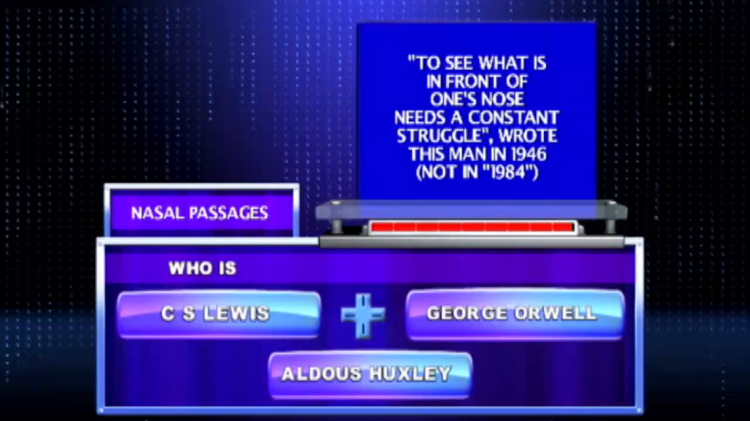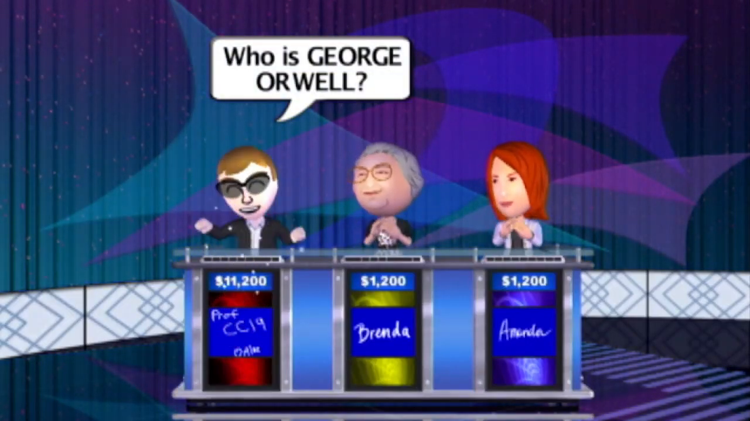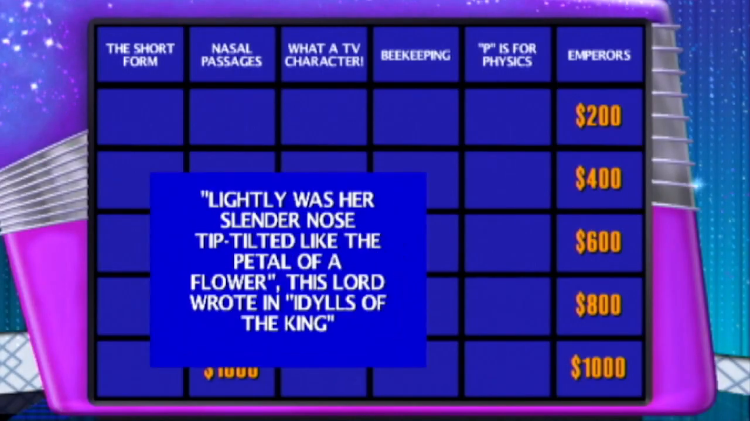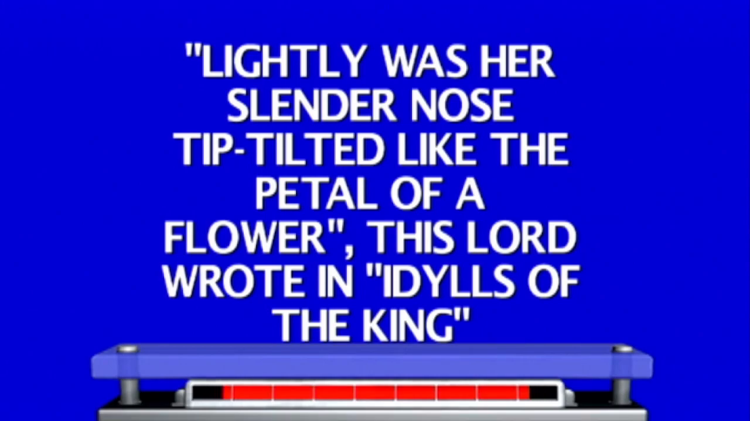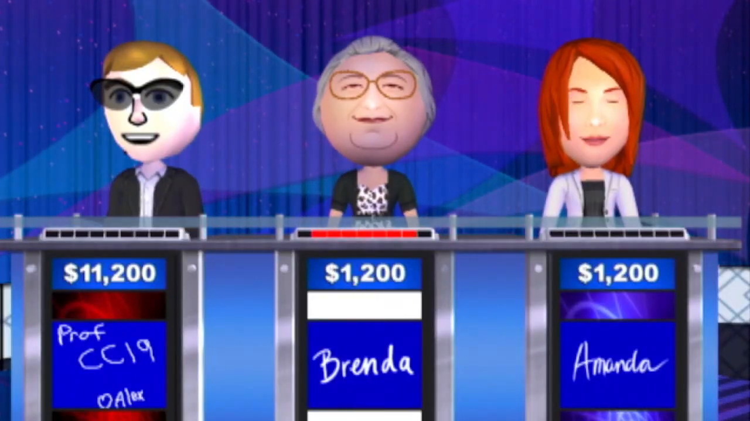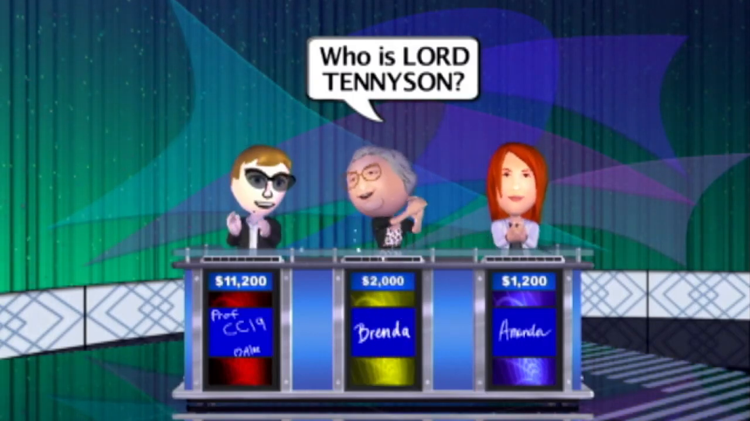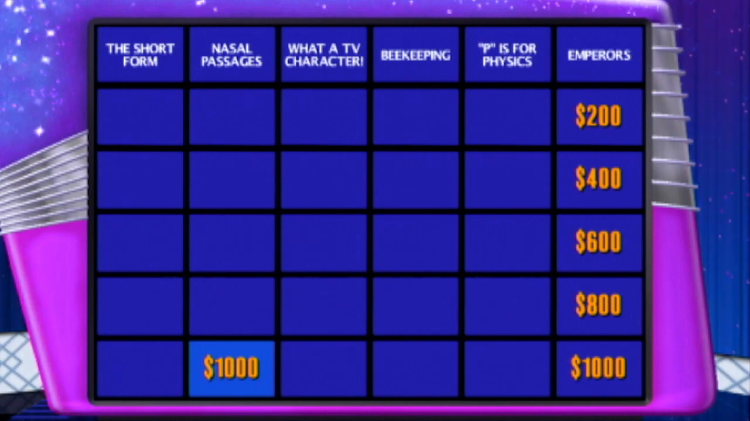Player 1? You are correct. Player 1, back to you. Lightly was her slender nose tip-tilted like the petal of a flower. This lord wrote in Idylls of the King. Yes, Player 2. Right. Player 2, back to you.